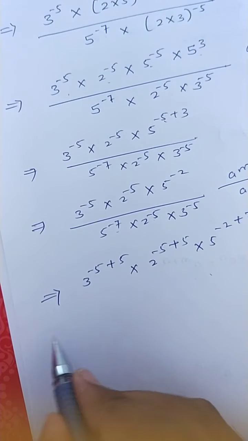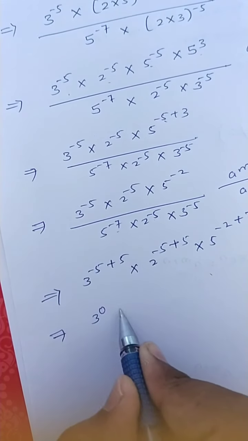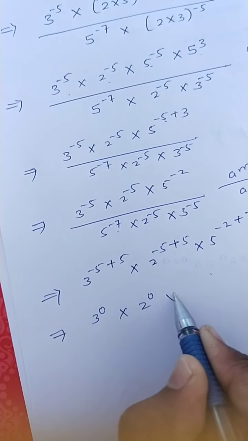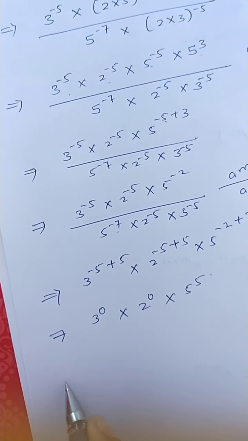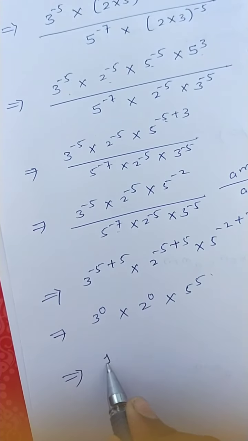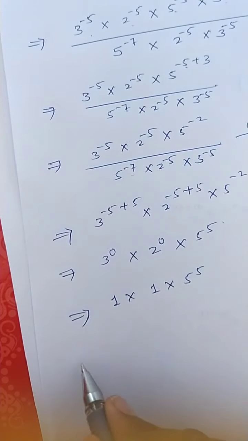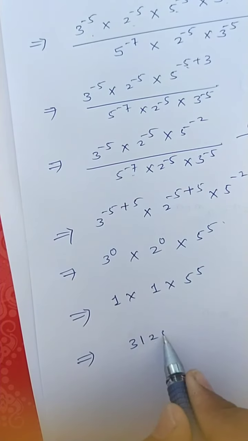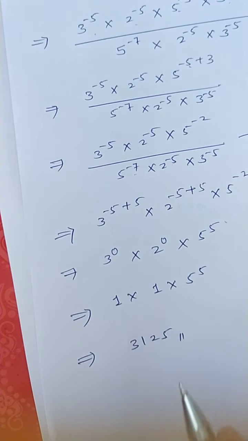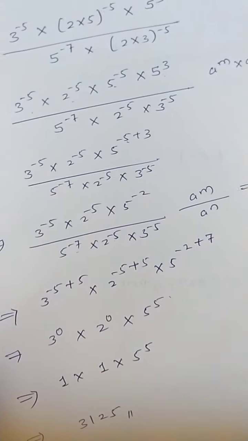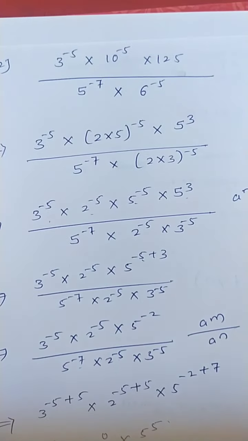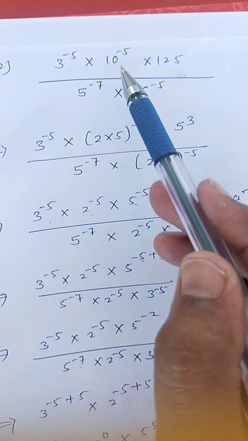So now we have to simplify. So this is 3 raised to 0 into 2 raised to 0 into 5 raised to 5. So you will get 3 raised to 0 is 1, 2 raised to 0 is 1, remaining is 5 raised to 5. So 5 raised to 5 you will get as 3125, that is your required answer. 3125.